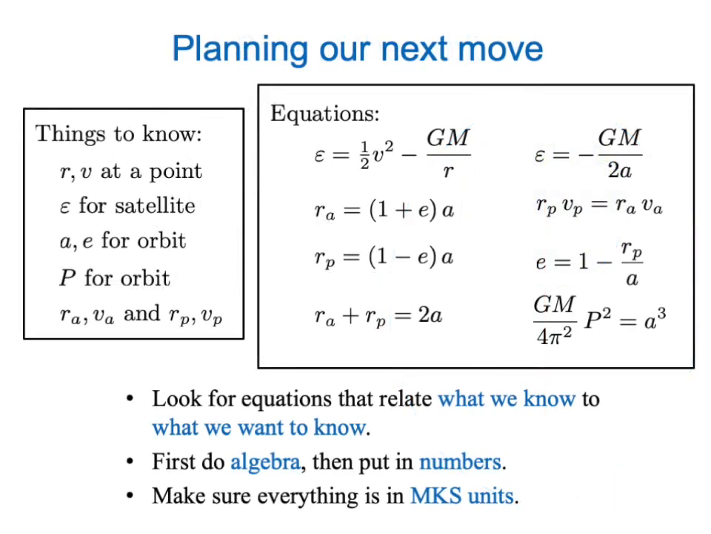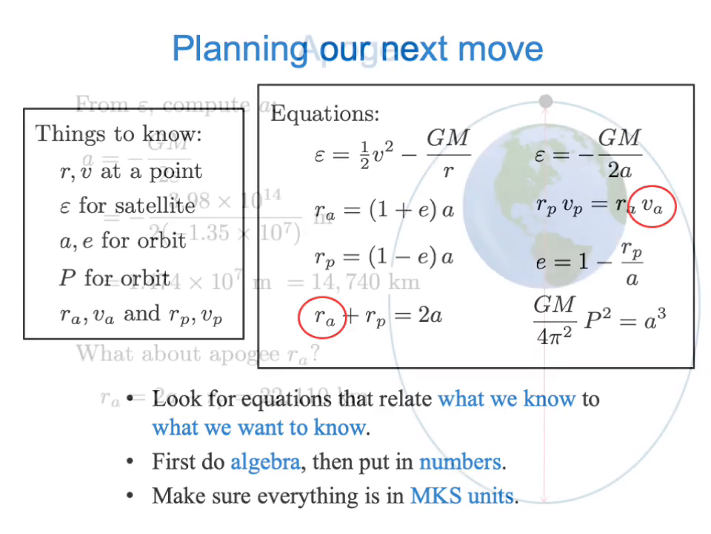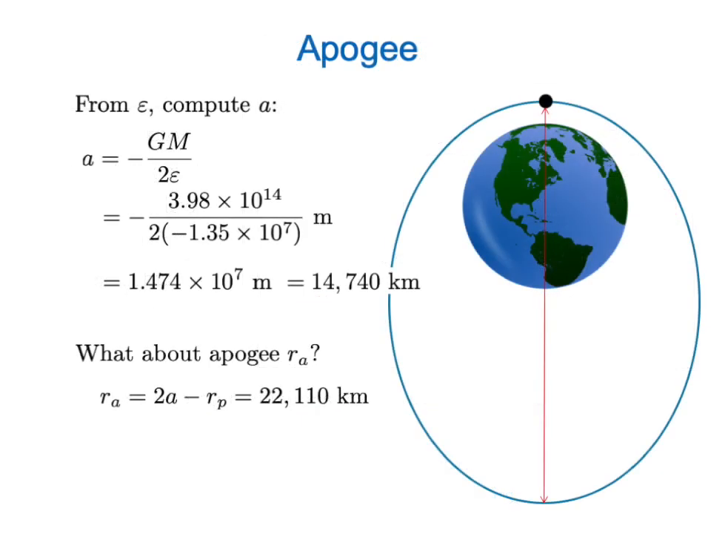So where do we go from here? Let's go back to our list of equations and take a look. There are more equations where we know everything but one quantity. For example, in the lower left, we note that we know the perigee radius and we know the semi-major axis, so we can find the apogee radius. And once we find the apogee radius, we can also find the speed at apogee from the equation we got from Kepler's second law. And here's how that equation works out.